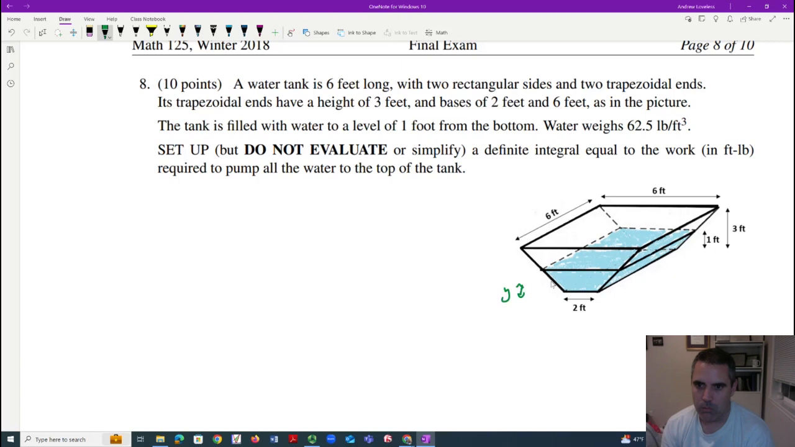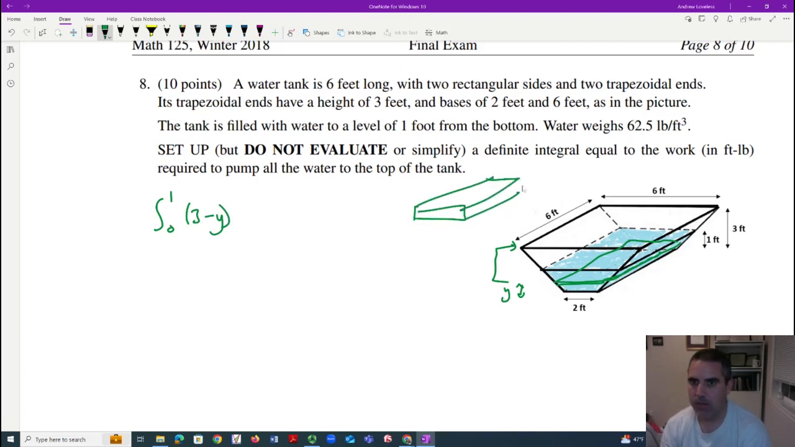This is y. We're saying given any horizontal slice there, we're going to lift that to the top. Top is 3. So we're going to do the integral from 0 to 1 because that's where the slices of water are, of 3 minus y. And then we're back to the same program. How much does a horizontal slice weigh? Well, it's 62.5 because they told me that, times the width, times the length, times the thickness. And the length is 6.